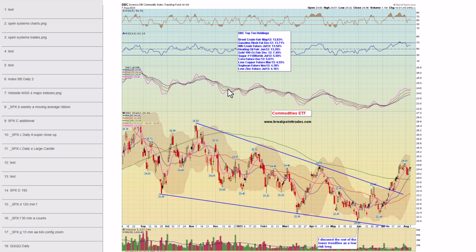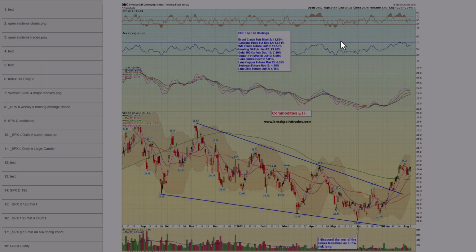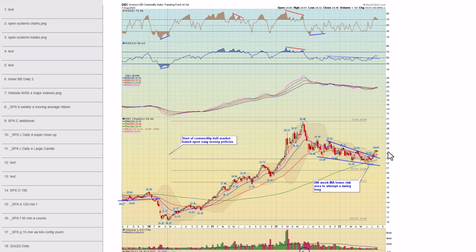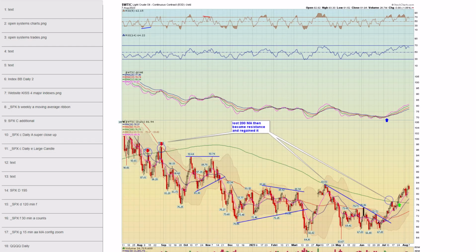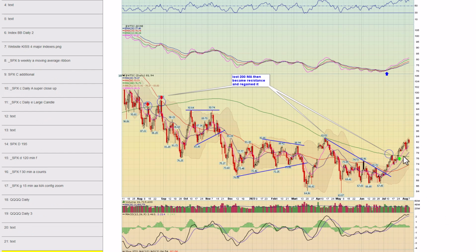Next, moving on to commodities, Jabber 53, DBC. Pretty flat day, quite honestly, still holding up very well there. Jabber 54, here's the weekly. Again, as you know, it broke out from that wedge pattern about a month ago. Next, Jabber 55, crude oil, pulling back today. As you know, though, it did regain its 200-day moving average a couple weeks ago, which was a positive. That had been resistance for about a year.